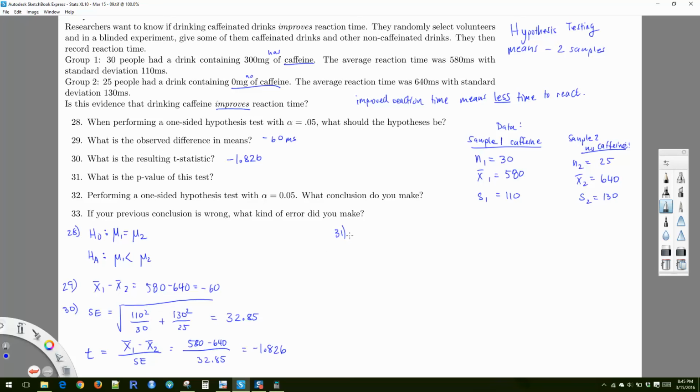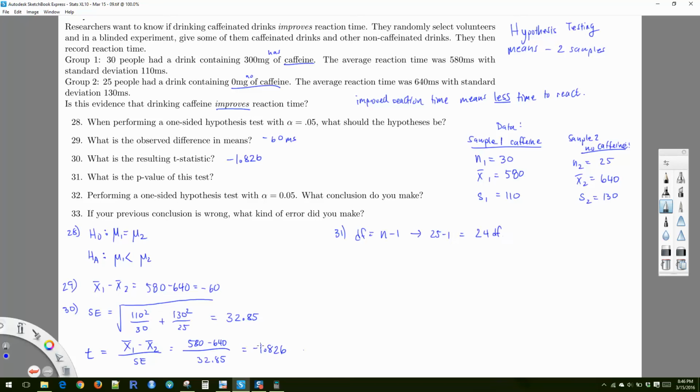We've got to get a p-value. So how many degrees of freedom do I have? I've got two n's, so we're going to have 24 degrees of freedom, right? Degrees of freedom is n minus 1. We use the smaller n, so this will be 25 minus 1. I've got 24 degrees of freedom.